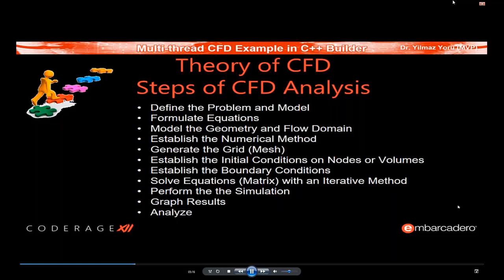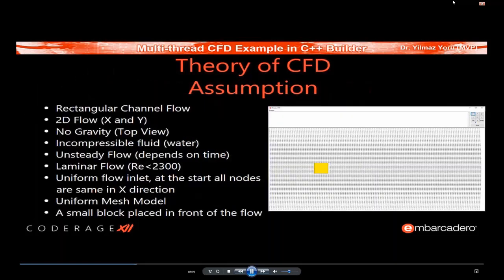In our study, we have these assumptions. We have rectangular channel flow, and two-dimensional flow, X and Y only. There is no gravity, so we are looking from the top view. It is incompressible fluid, or water. We have unsteady flow, that means it depends on time, so we have time change and time-dependent graphics. We have laminar flow, and we have uniform flow inlet at the start. All nodes are the same in X direction. We have a uniform mesh model, and a small block placed in front of the flow, as you can see in this image in yellow color.